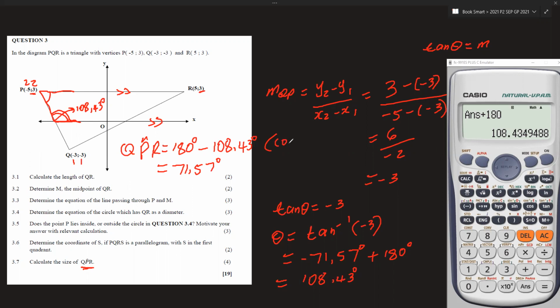Okay, but you have to give a reason here. So you're going to say co-int angles. Why are you saying co-interior? You can only use co-interior if you have parallel lines, right? So you're going to state here that PR is parallel to the x-axis. Then that's finito with this question.